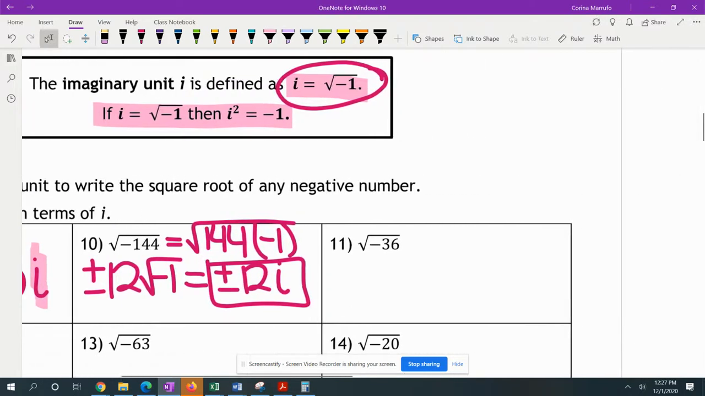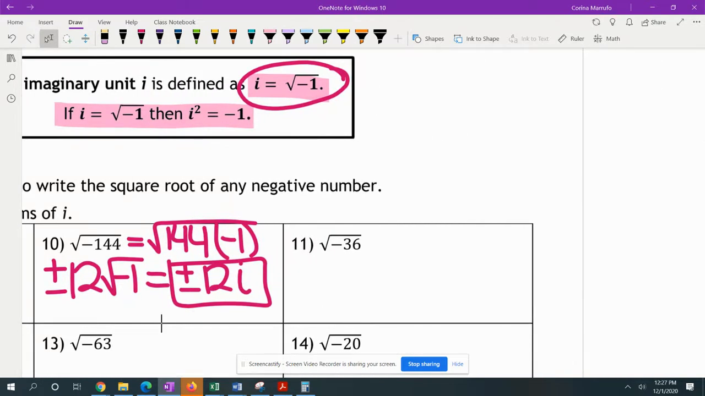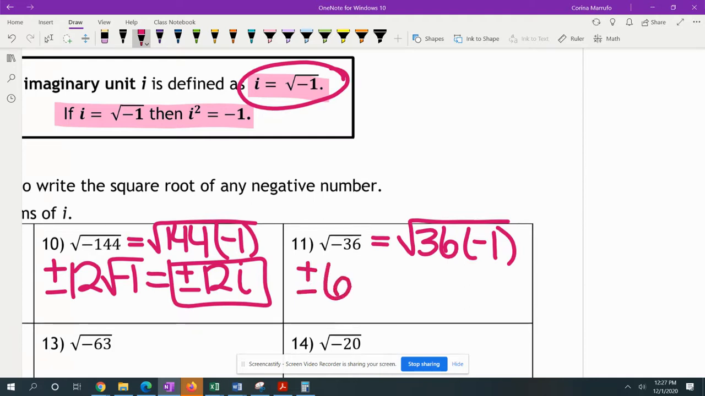Okay, the next one, the square root of -36. We can take the square root of 36 and get a whole number. So 36 times -1 gives you -36. The square root of 36 is going to give us plus or minus 6. And the -1 stays trapped inside the square root. Well, instead of having the square root of -1, we write it as an imaginary number. So we say 6i.